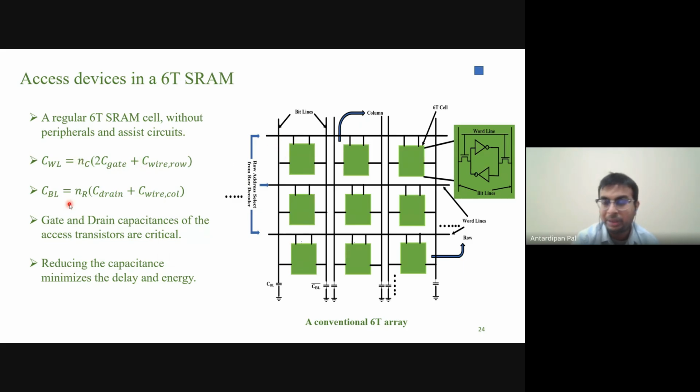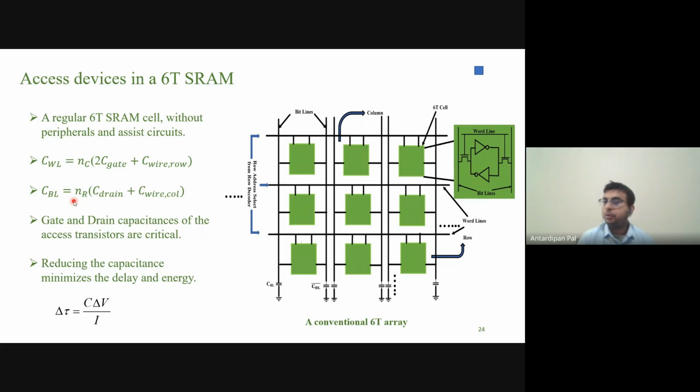And this is the bit line capacitance. What is the bit line capacitance? Now, this is a bit line. What's the bit line capacitance? The drain capacitance of this transistor plus the electrical wire capacitance, right? And NR, what is NR? The number of rows. Clear? If you have 50,000 rows, it will be multiplied by 50,000. Okay. Now, very fundamentally, reducing the capacitance minimizes delay and energy.